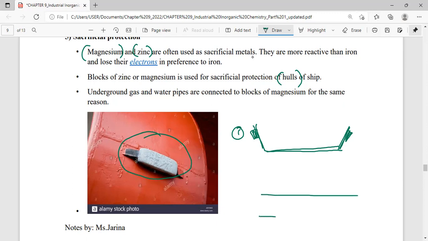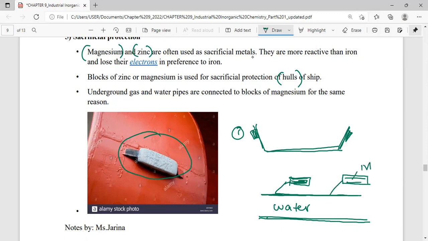Another one is underground gas and water pipes. Underground pipes carry gas, that is petroleum gas, and they can also carry water. If these water pipes are made of iron, and again they are in contact with water vapor and oxygen, they also have a high chance of rusting. So again here, blocks of magnesium or zinc are attached to the pipes.